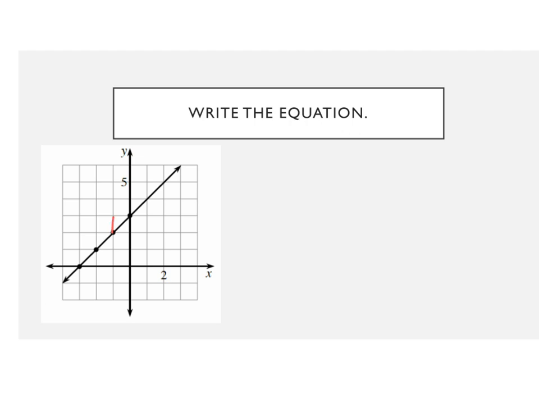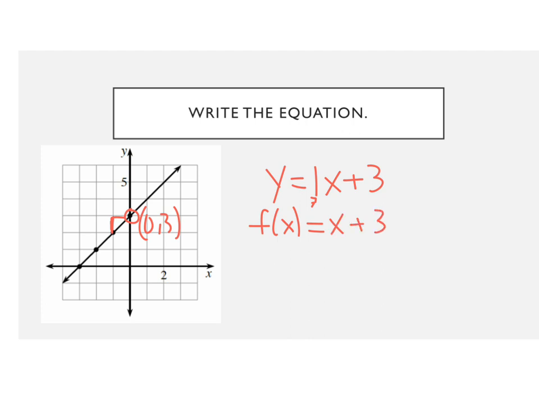This last one, slope is 1 for every 1. So we have y equals 1x, and the y-intercept is at 0, 3. So we're going to have 1x plus 3. Other ways to write this, you could write it in function notation, but this one is not necessary. You can go ahead and write it as x plus 3. Those are all perfectly acceptable ways. But what it's saying is it's growing by 1 for every 1. That's the slope. And that it crosses the y-axis at 3.